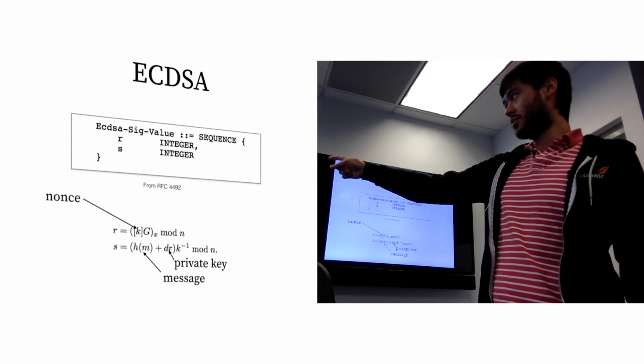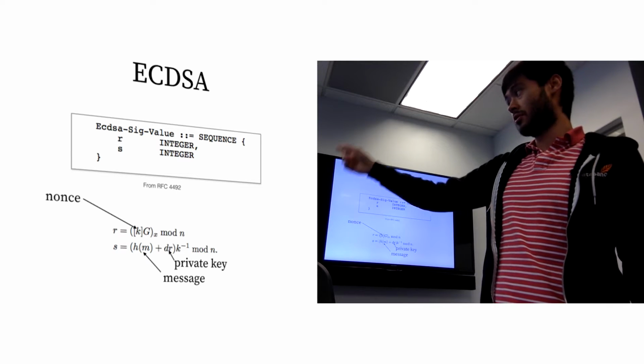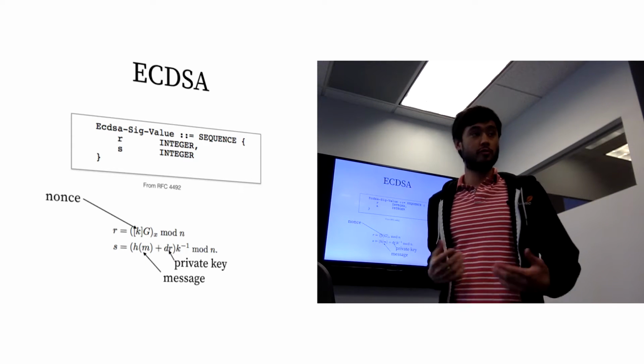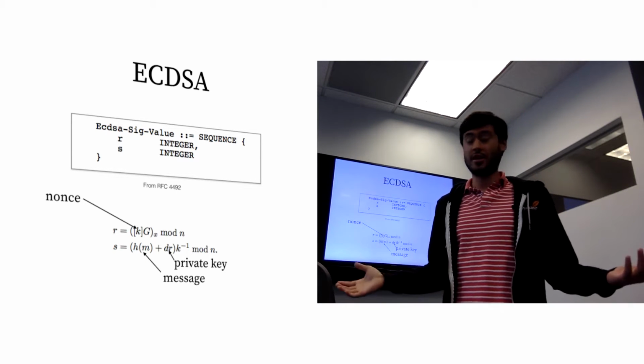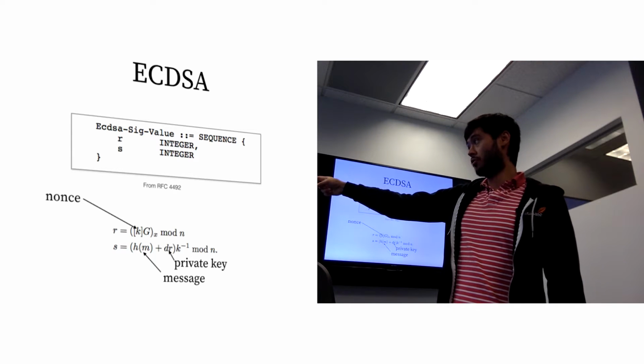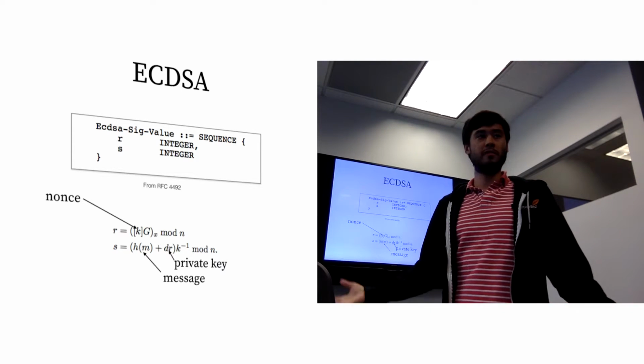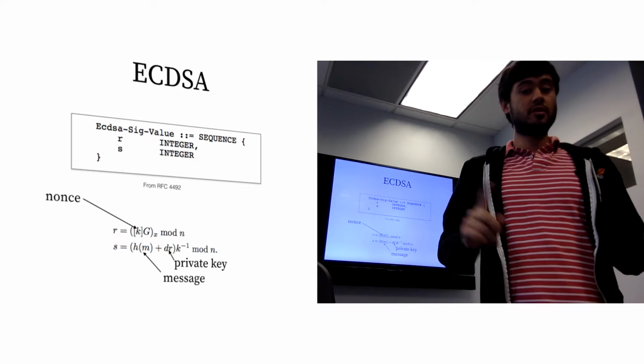So here it's pretty easy to see that if you know the nonce, if by any means you can recover the nonce by any kind of attack, then you can just revert the equation, the second one, and you can find the private key. So knowing the nonce is bad, because you can find the private key and then you can sign anything.